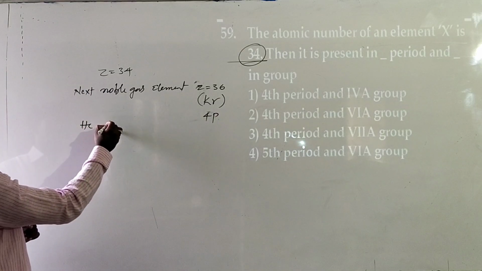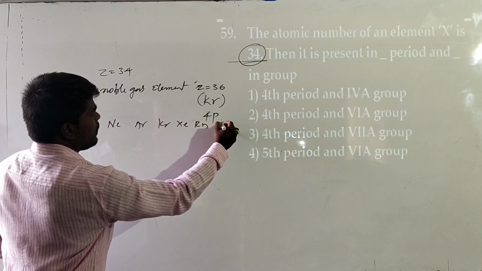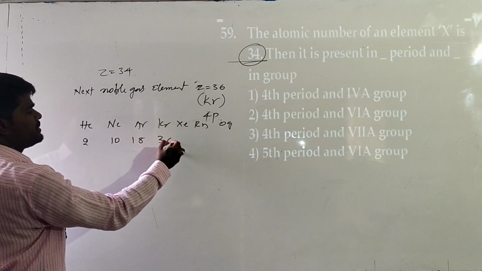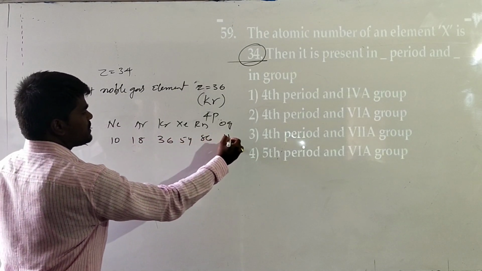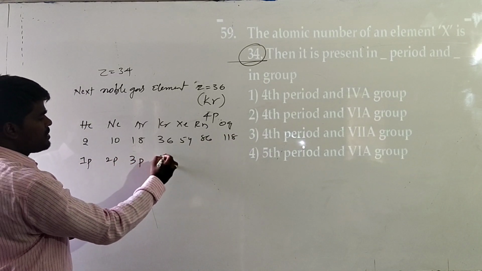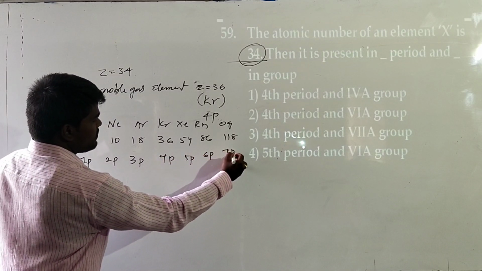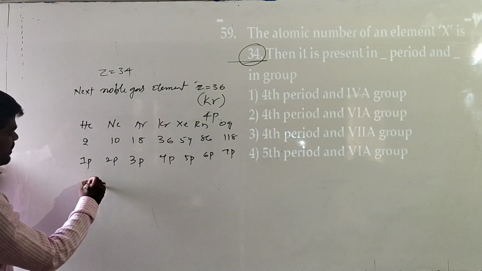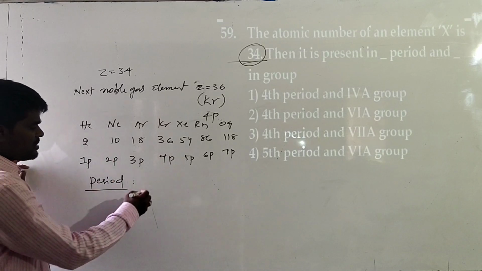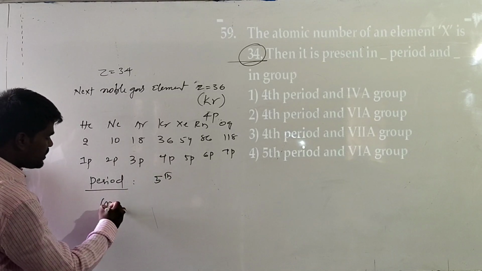Right? Generally we have helium, neon, argon, krypton, xenon, radon, all these. Right? 2, 10, 18, 36, 54, 86, 118. This belongs to the first period, this belongs to the second period, this to the third, this to the fourth, this to the fifth, this to the sixth, and this belongs to the seventh period. So the period number of this particular element will be equal to the period number of the next noble gas element, that is krypton, which belongs to the fourth period.